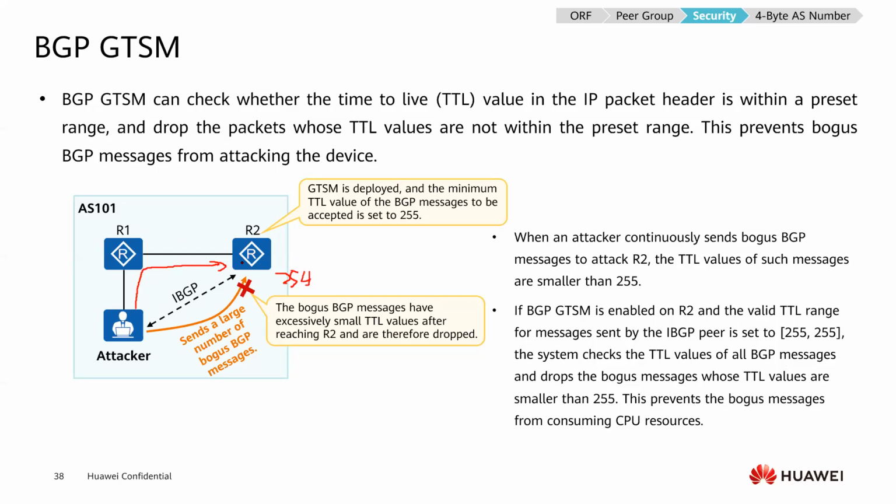So the R2, if it enables the GTSM function, it will check the TTL number. It only receives the number 255, so it will just discard this message because the TTL is invalid. So it protects the R2 from receiving a lot of invalid messages. So this is the GTSM.